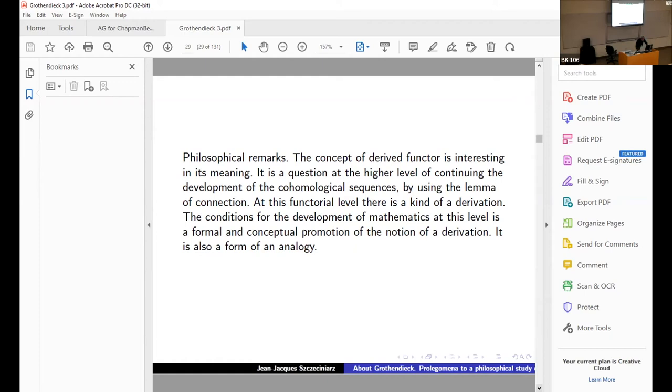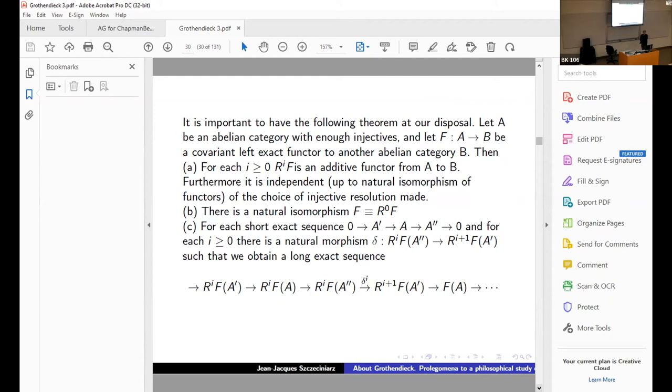It is important to have the following theorem at our disposition. I have to add that all these propositions are in the Tohoku paper by Grothendieck. Let A be an abelian category with enough injectives. Let F from A to B be a covariant left exact functor to another abelian category B. Then for each i greater than or equal to zero, R^i F is an additive functor from A to B.